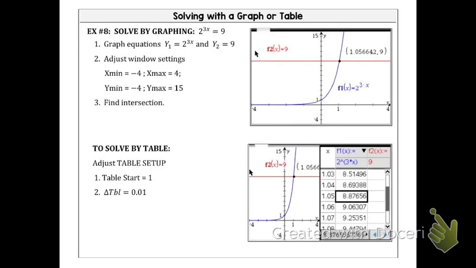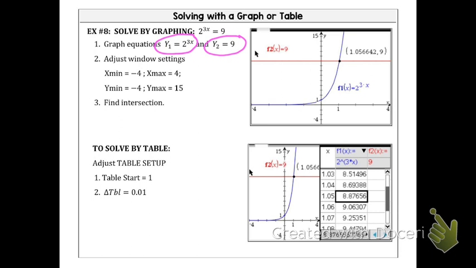All right, then example 8. We're going to solve by graphing 2 to the 3x equals 9. So we've done something similar to this before. If you have two things set equal, remember you can put the left side in y1, the right side in y2, and then you're just going to adjust your window so you can see the intersection and find it. All right, so in our y1, we would type in 2 to the 3x. In our y2, we're going to type in 9.